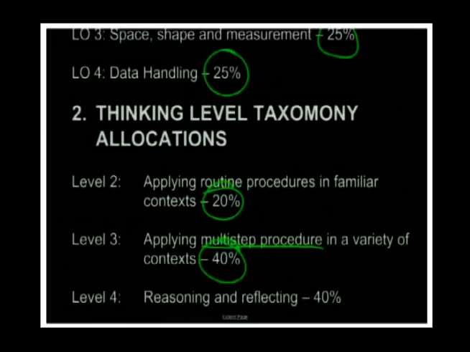In other words, we're not just going to ask you to calculate the volume of this, and you're going to say volume equals length times breadth times height equals, there's the answer. You're going to have to do a number of steps to get to that final answer. And level 4, reasoning and reflecting, 40%.